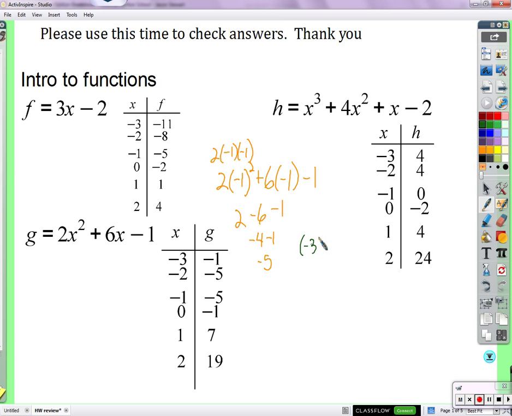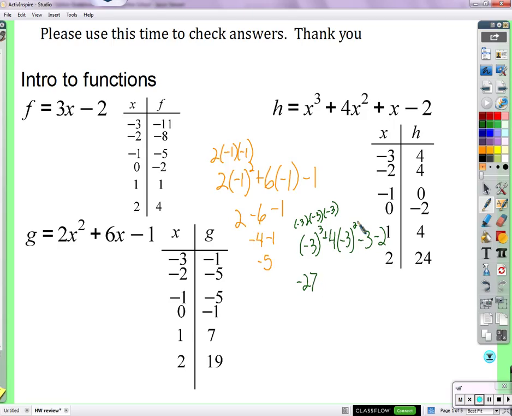So negative 3 cubed plus 4 times negative 3 squared plus a negative 3, I'm just going to go ahead and say minus 3. Hopefully that doesn't mess anybody up. All right, what does it mean to take a number to the third power? Times itself. Times itself again. That's negative 3 times negative 3 times another negative 3. Let's take it one piece at a time. What's negative 3 times negative 3? Positive 9. Positive 9 times negative 3. Negative 27. So that negative number, when we cubed it, came out negative.